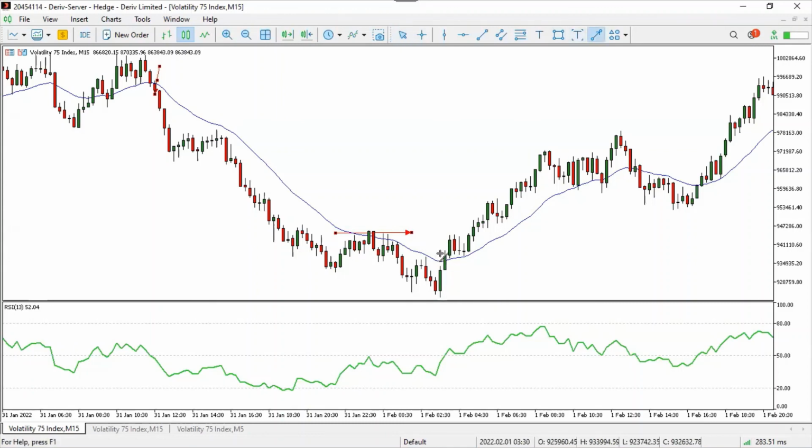Let's say you have bought around here. Your stop loss will be at the recent low, below the recent low. This is where your stop loss will be. You place your stop loss around here. Then you continue to trade your trade.